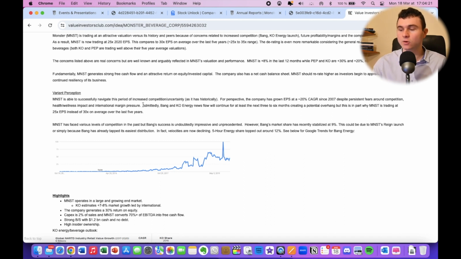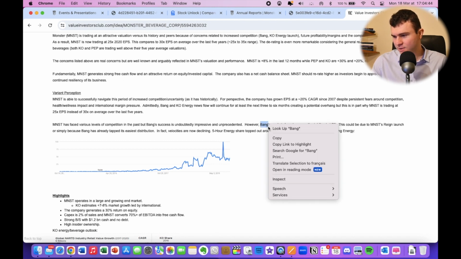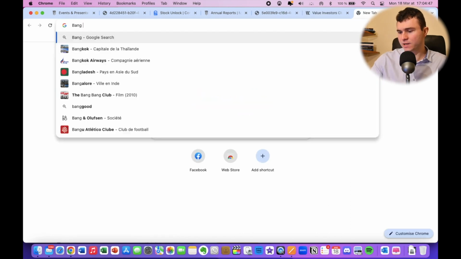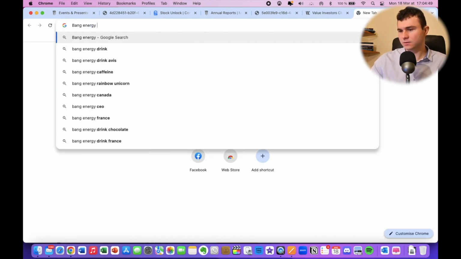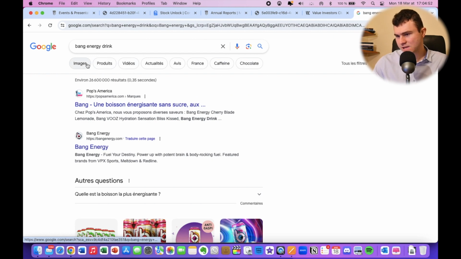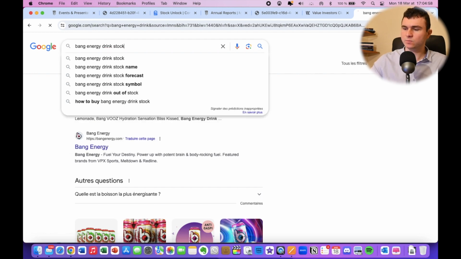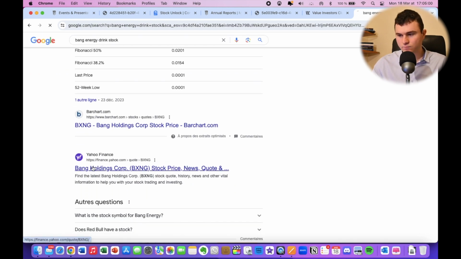What are the risks? So this is a risk. Admittedly, Bang and KO Energy news flow will continue for at least 3 to 6 months. I don't know at all what these things are, but I will look at them later. Okay, Monster has faced various levels of competition, but this is unprecedented. Bang, what is Bang? I will just search Bang energy drink. What's that? Okay, just another energy drink company. Stock, is it public? I don't think so.